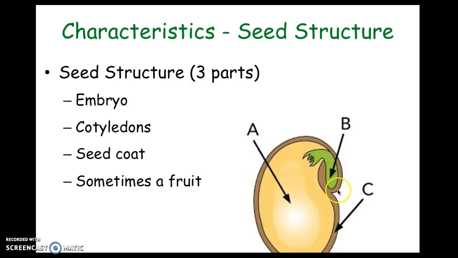The seed coat, C, is a protective covering that provides structure and support and protection for the baby plant. Occasionally, we find seeds inside of a fruit.